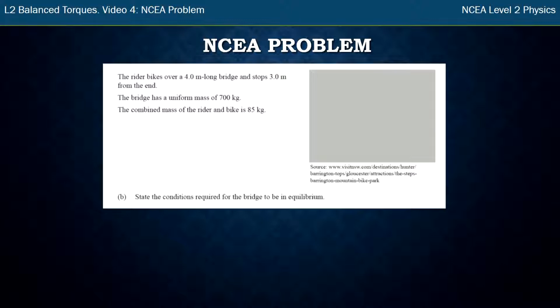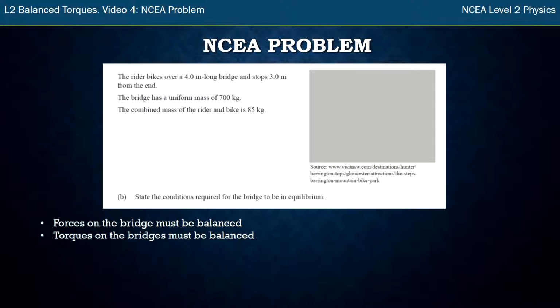So there's 2 conditions, and they are the forces on the bridge must be balanced. That means that the bridge isn't accelerating upwards, or downwards, or left or right. And the second is that the torques on the bridge must also be balanced. That means the bridge is not rotating, so it's not collapsing from one end or another.